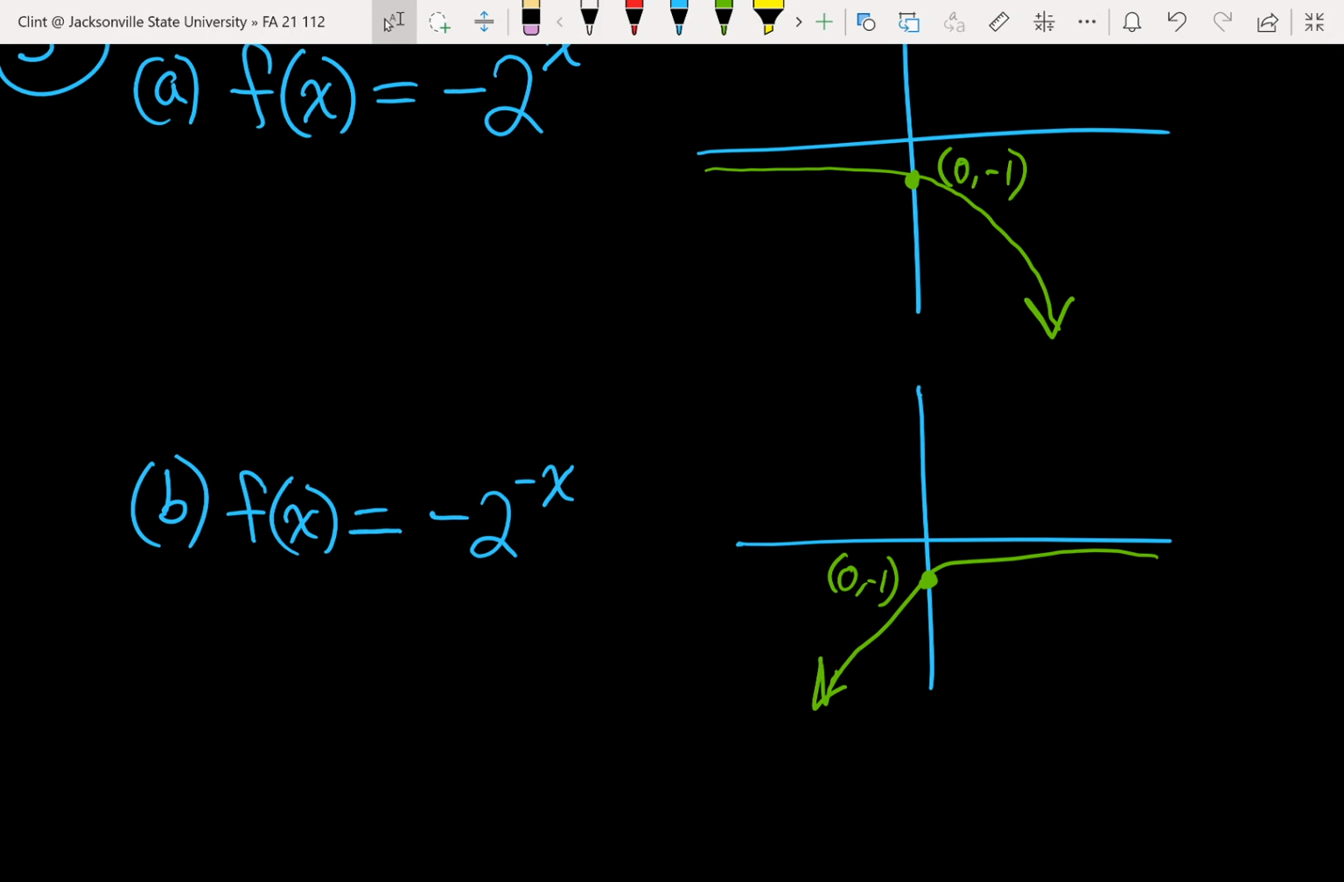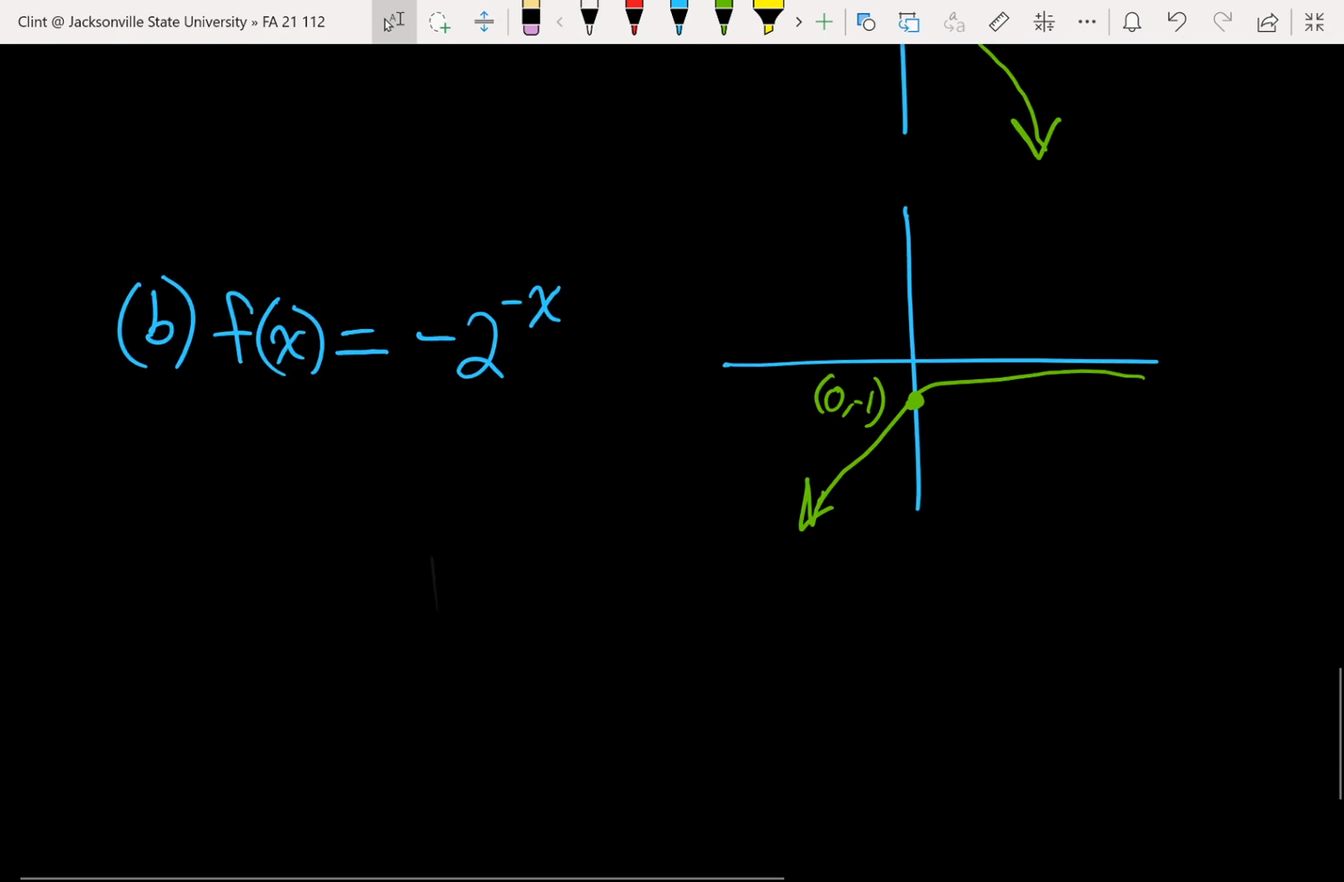For A and B, it'll be the same point because it hasn't shifted anywhere. It's just a reflection. So that point, since it's right on the y-axis, when we do a y-axis reflection, it stays. Every other point we change, though.